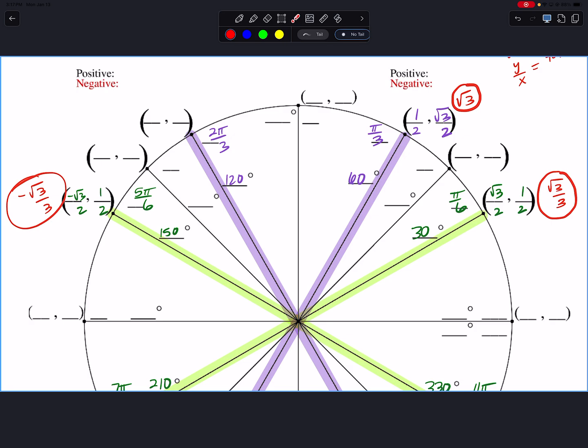Okay? I did this one. Am I going too fast? I can go faster. What changes here? Which one changes sign? X. So it's going to be the same numbers, but x is negative. So negative 1/2, root 3 over 2. Negative root 3. Good.